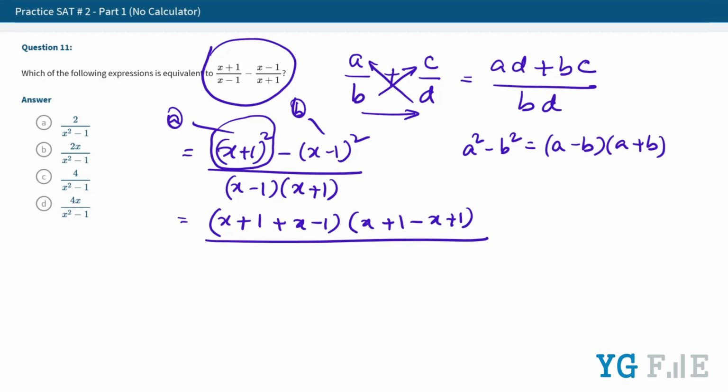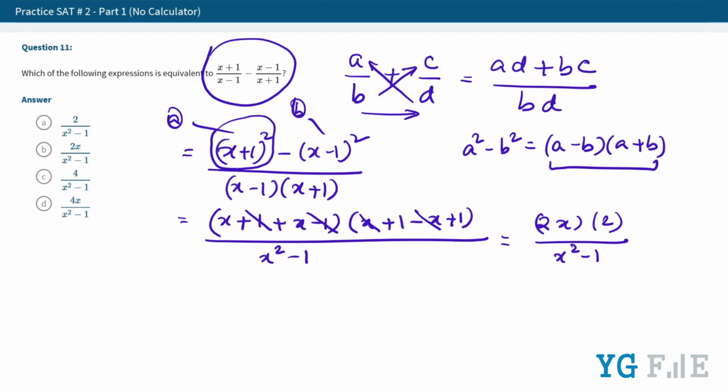In the denominator, we will actually use the other form. That means if something is already given as a minus b times a plus b, it is a square minus b square. So that will simplify the denominator. So (x minus 1) times (x plus 1) is x square minus 1. Now we can simplify the terms that can cancel. In this and in this, x cancels. So we are left with 2x for the first term and 2 for the second term. And let's write the denominator as is. So we get 4x for the numerator and x square minus 1 for the denominator.